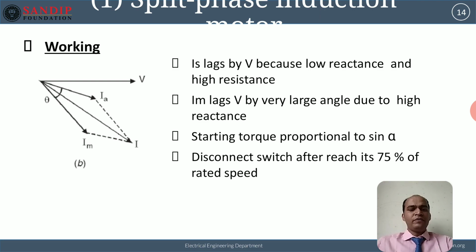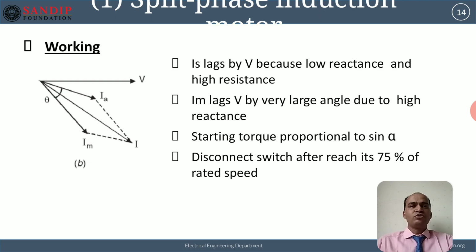Now, the working of the single phase split phase induction motor. Initially, IM lags the supply voltage because of low resistance and high reactance. IM is called the main winding current. The main winding current lags the supply voltage by a very large angle because the main winding is a highly reactive, highly inductive winding. Initially, the starting torque is proportional to sin θ, and the switch is disconnected after the motor reaches 70 to 75% of the rated speed.